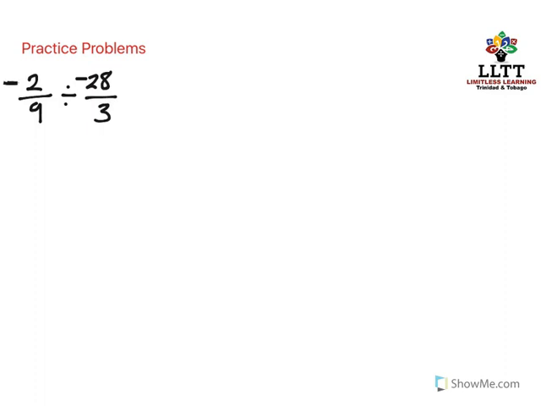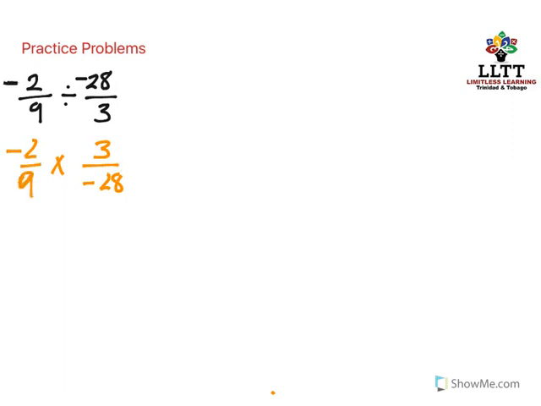Next question. So I have -2/9 divided by -28/3. It's a division question. So the first thing I do is I change my second fraction to the reciprocal. That means my denominator becomes my numerator and my numerator becomes my denominator. And I change my division sign to a multiplication sign. Right, and then I leave my first fraction as is.